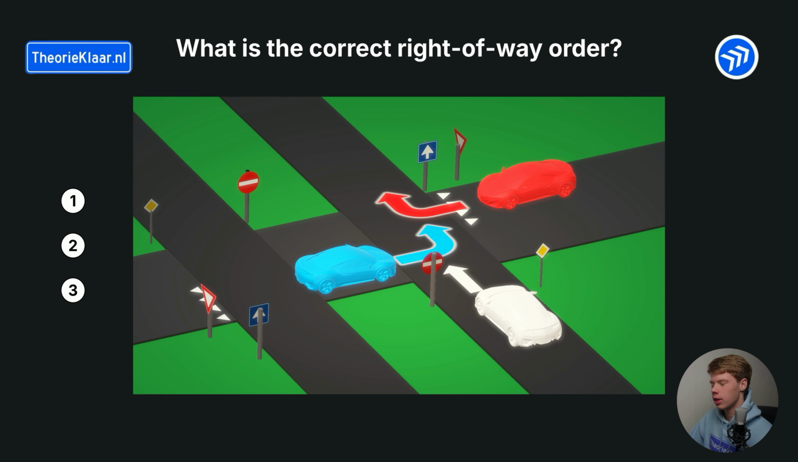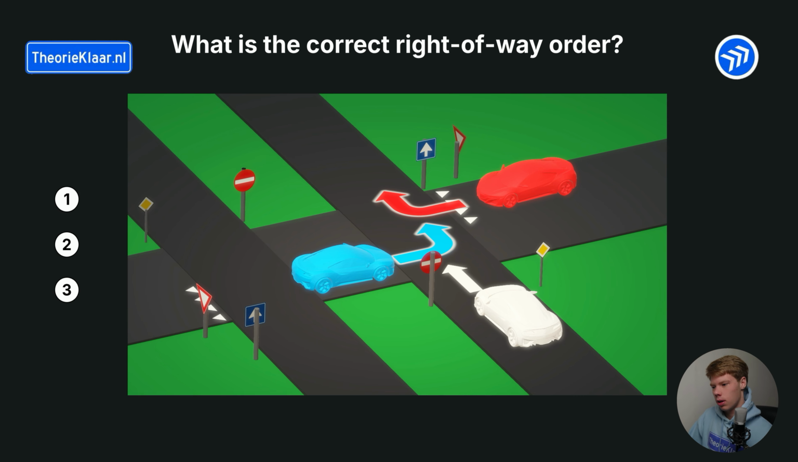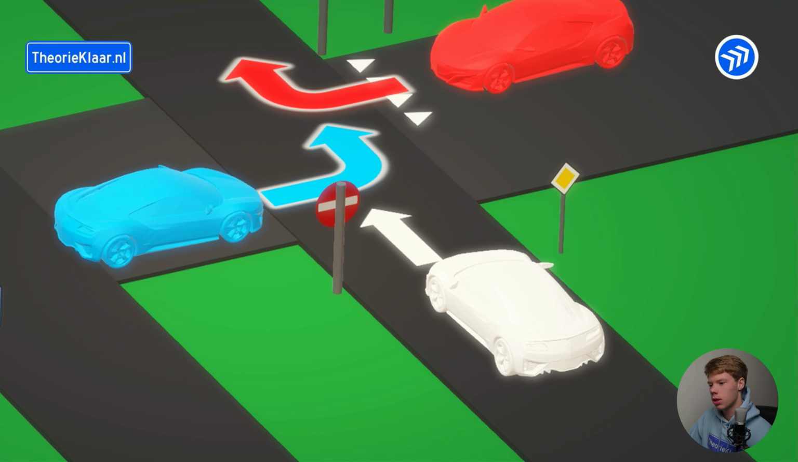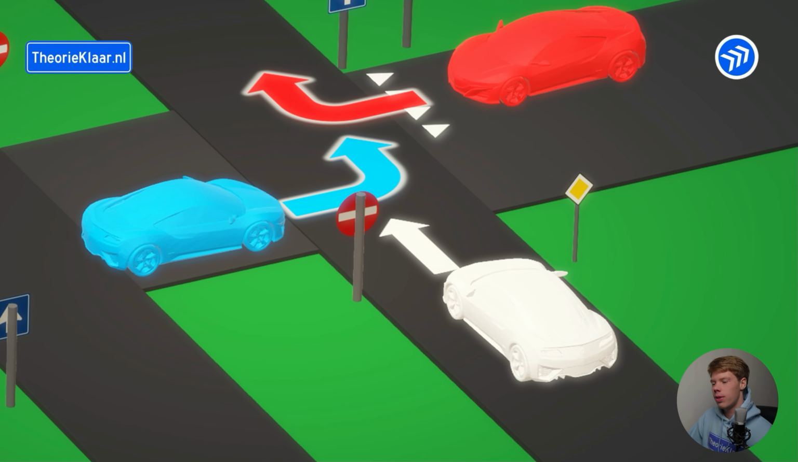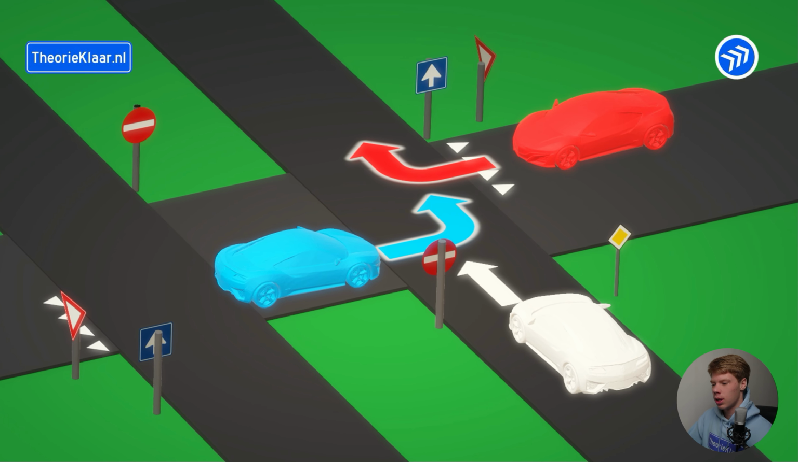What is the correct right-of-way order? We have here 3 vehicles. The white car is on a priority road, so the white car goes first. And then we have the blue car and red car left.